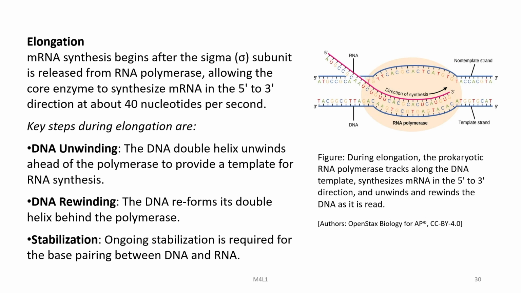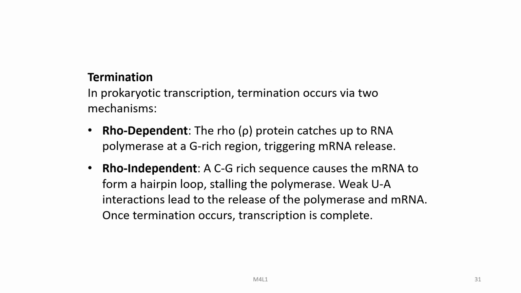DNA rewinding also happens. The DNA reforms its double helix behind the polymerase. So, then there is stabilization. Ongoing stabilization is required for the base pairing between the DNA and the RNA.